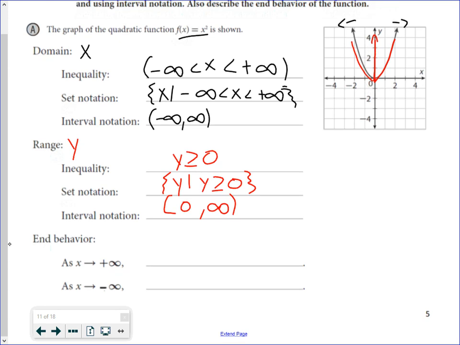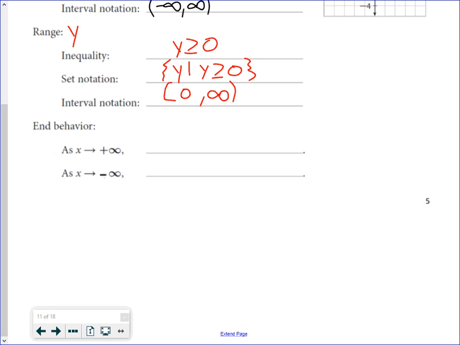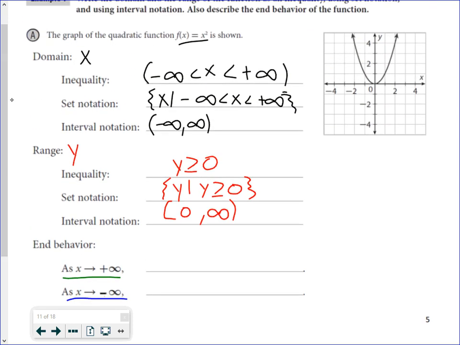Now, end behavior. This one's going to be a little tricky here. Our end behavior is going to be what happens as x goes to infinity, and what happens as x goes to negative infinity. So as x goes to positive infinity, we're going to go back to this graph.